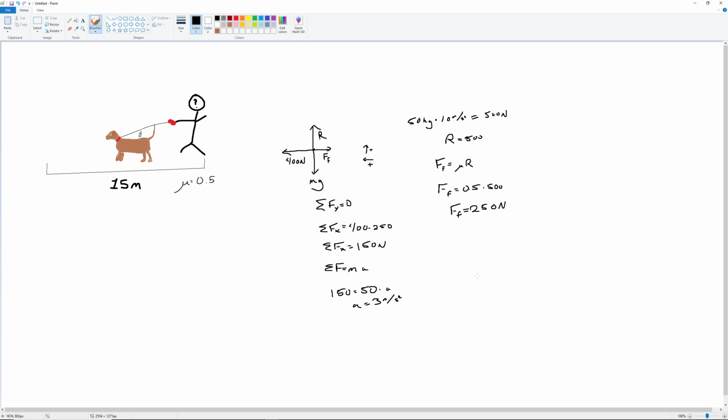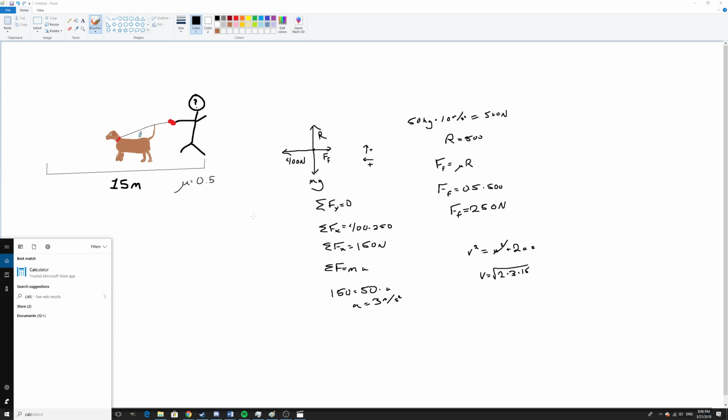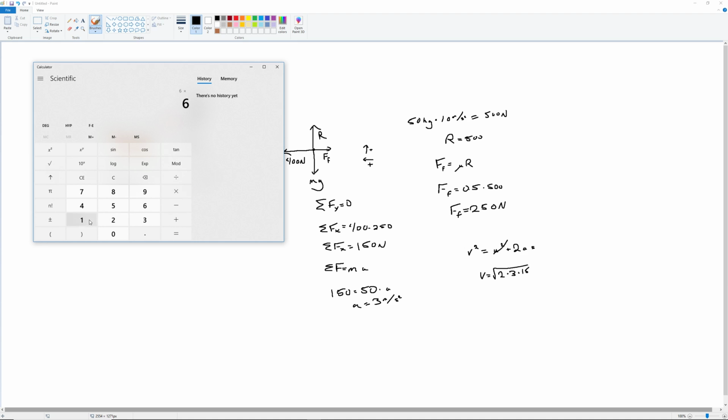Now, we can use the kinematic equation to figure out what his final velocity is going to be. So we know v squared equals u squared plus 2as. And because u squared is 0, we can cross that out. So v equals the square root of 2 times his acceleration, which is 3, times his displacement, which is 15. So 2 times 3, that's 6, times 15 is 90.